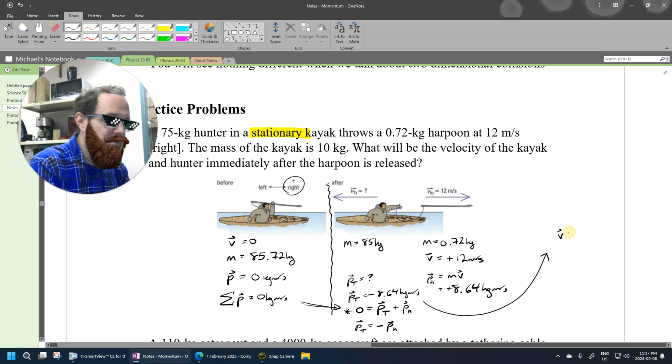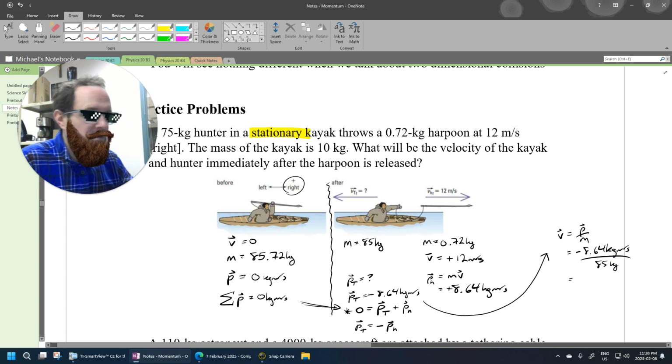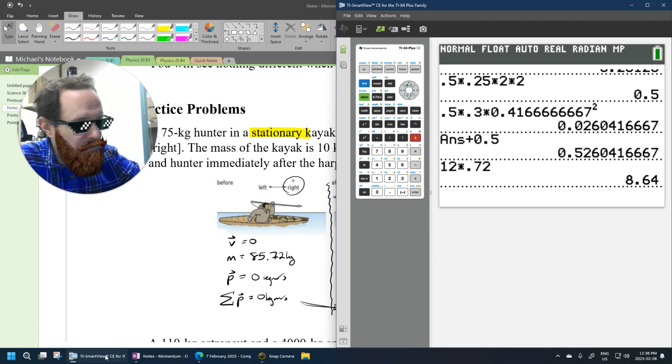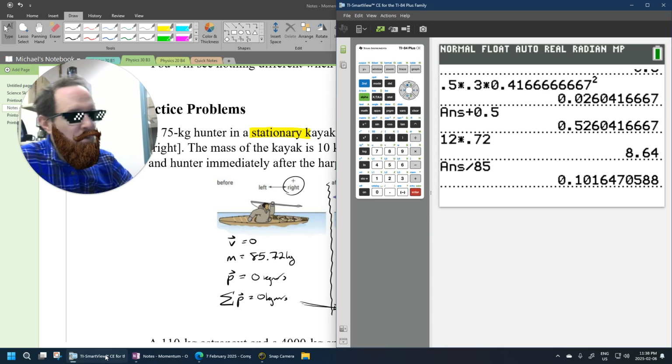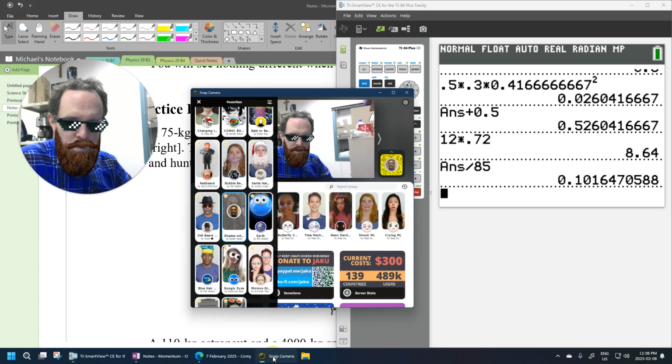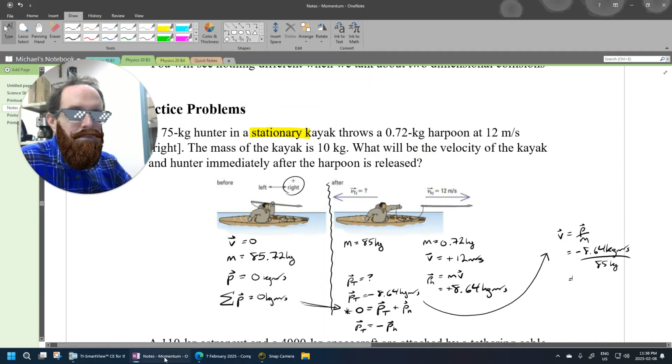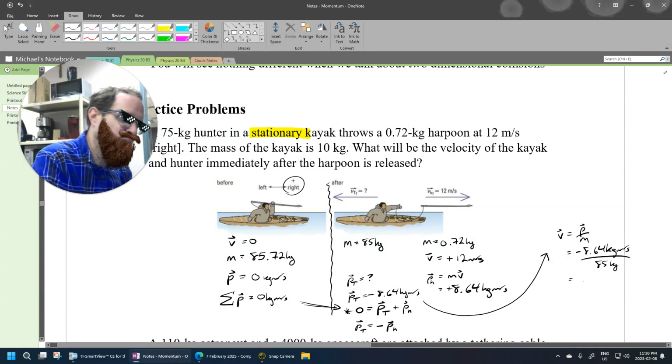So to find the velocity, I'm going to take the momentum divided by the mass. So the momentum is negative 8.64 kilogram meters per second divided by the total mass minus the harpoon, 85. Boom. 0.102. How many sig digs do I need? Two sig digs. So negative 0.10 meters per second.